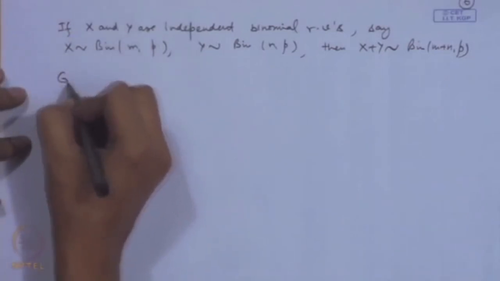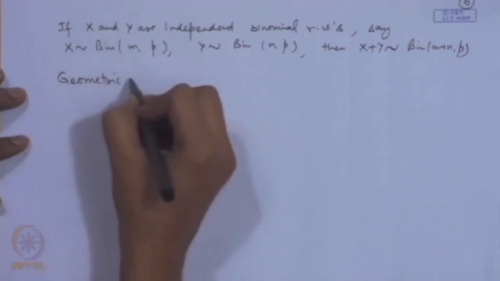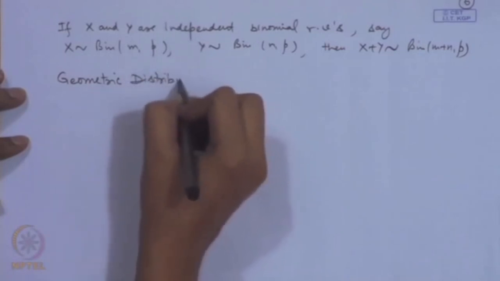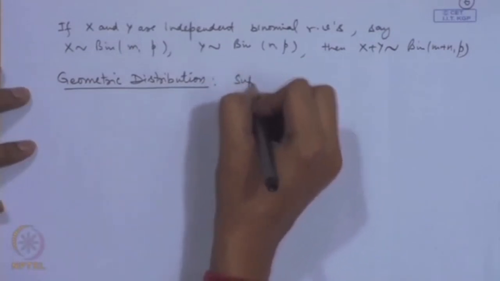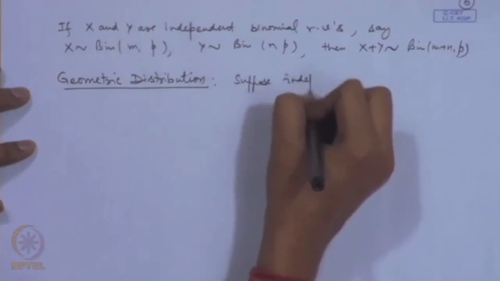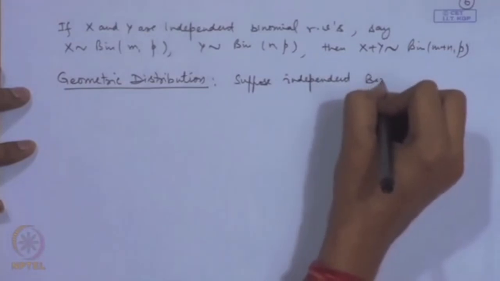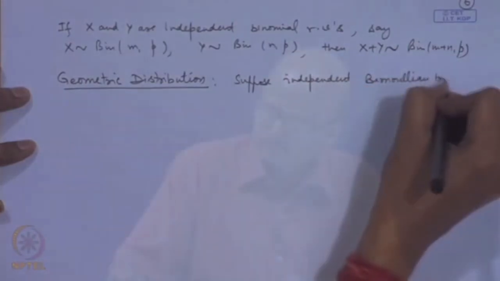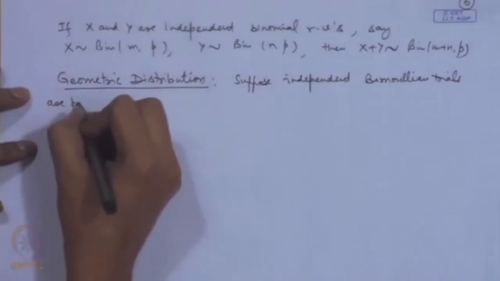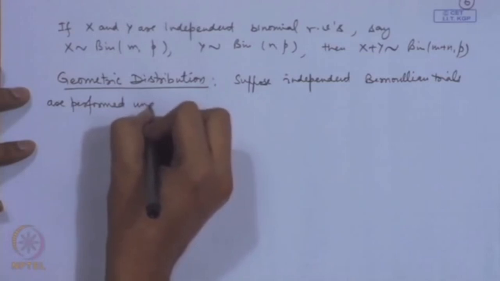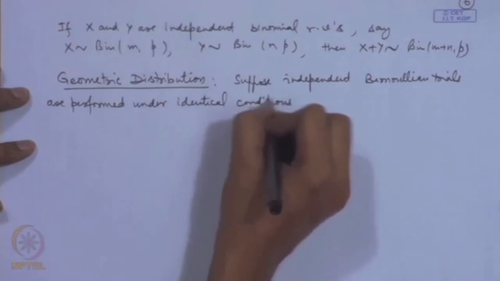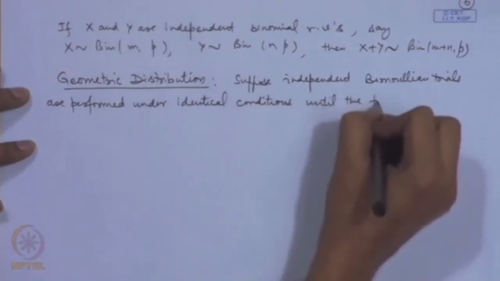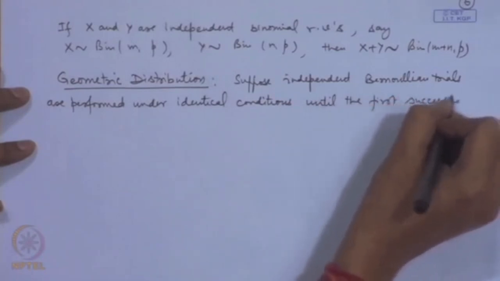Now, in the Bernoullian trials, we can also look at it in a different way. We introduce what is called a geometric distribution. Now, what is a geometric distribution? Suppose independent Bernoullian trials are performed under identical conditions until the first success is observed.